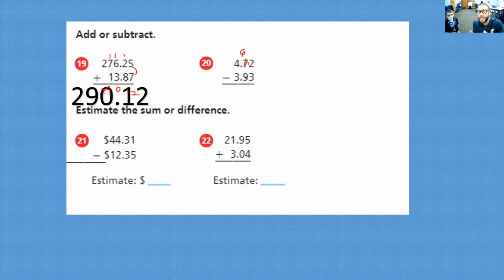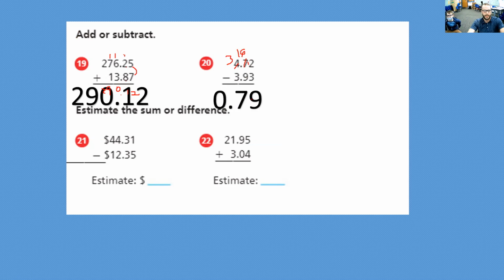Negative. That means you can't do it. So now we've got to borrow again. What if I have 16 and lose 9? If I have 16 and lose 9, what's that? 16 lose 9 is 7. So the answer ends up being 79 hundredths.